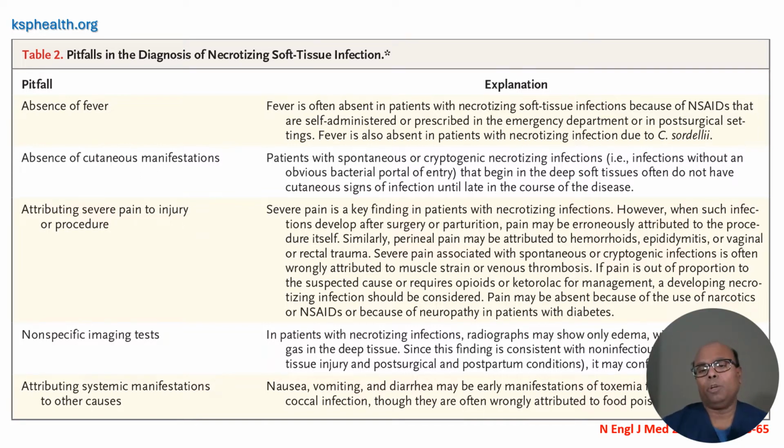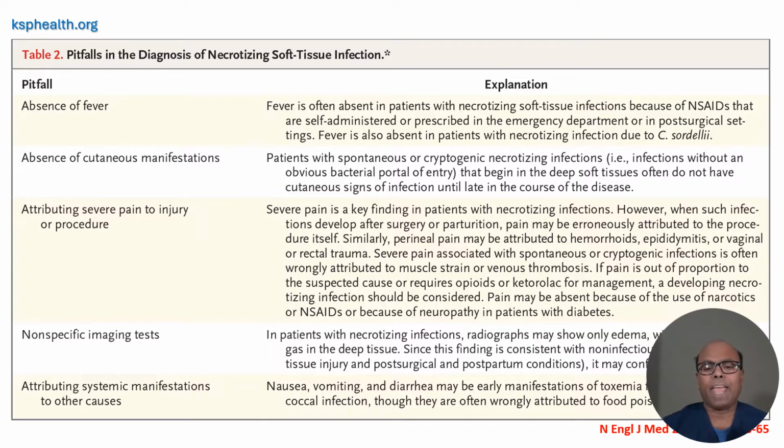Severe pain is a key finding in patients with necrotizing infections. But if they are taking medications, that pain can be less than what we expect. Also, the pain may be attributed to surgery or parturition. And when they have perineal pain, that can be attributed to hemorrhoids, epididymitis, or vaginal or rectal trauma. If the pain is out of proportion to the suspected cause, it requires opiates and ketorolac for management rather than looking for necrotizing infection.